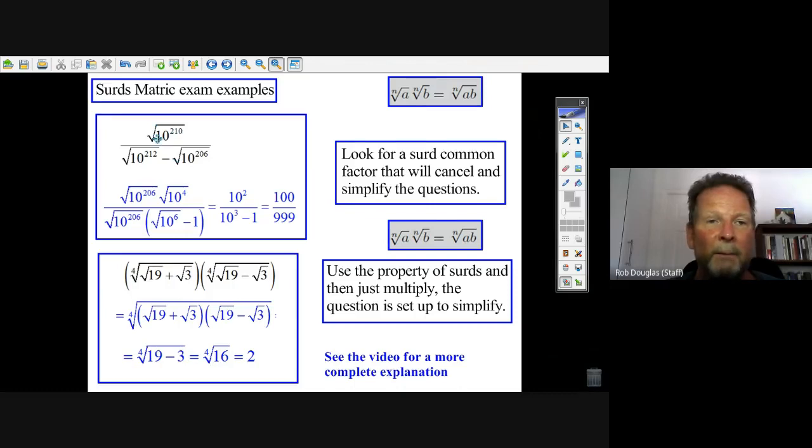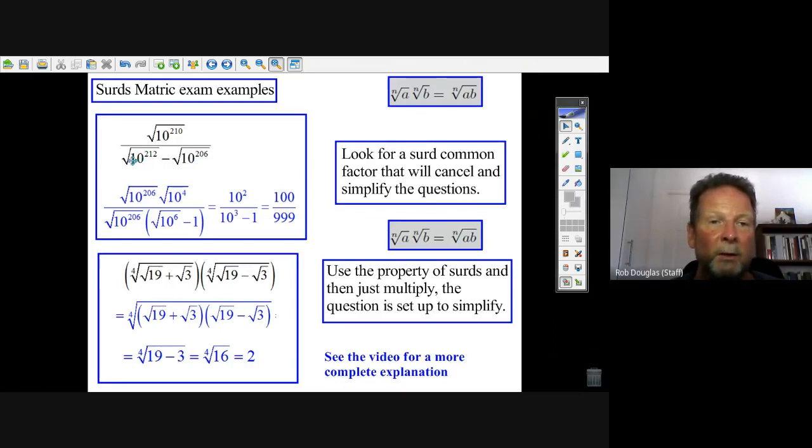Now, we know we can break this up into two roots multiplied together, but you might think, why did I choose 10 to the 206 times 10 to the 4? Well, 10 times 10, we can add 206 plus 4. That gives me 210. Why did I split it up like that? Because I can see this 10 to the 206 here. I can use it as a common factor that's going to cancel.